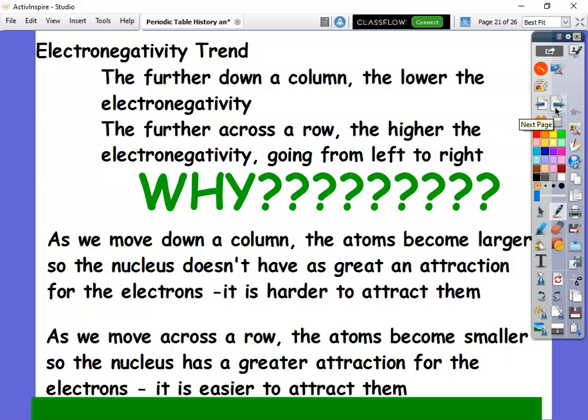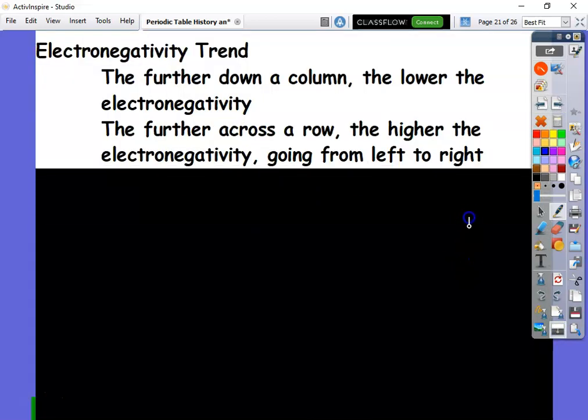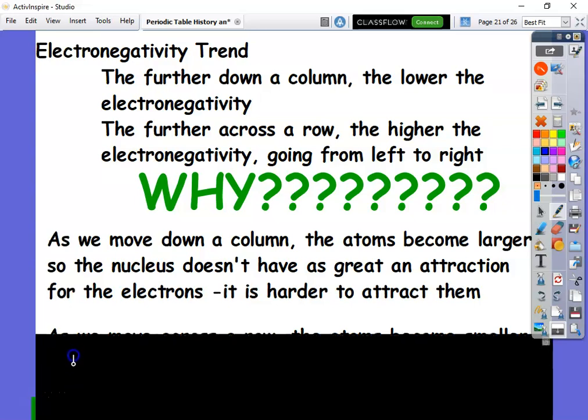So let's talk about why. First, just stating the trends, the further down a column, the lower the electronegativity, or the lower the ability for an atom to attract new electrons to itself. And the further across a row, going from left to right, the higher the electronegativity value is. So as we go toward the right, the atoms of elements on the right of the periodic table are more likely, when they're already bonded, to attract new electrons to themselves.